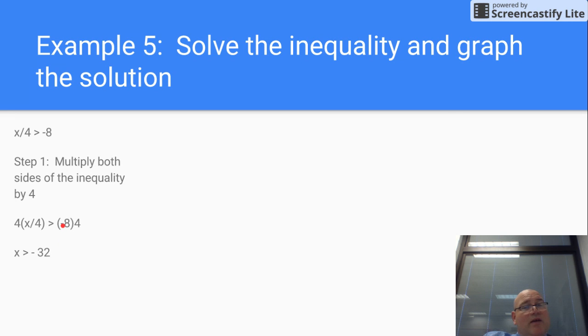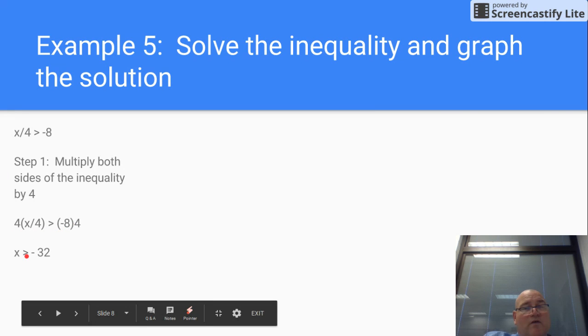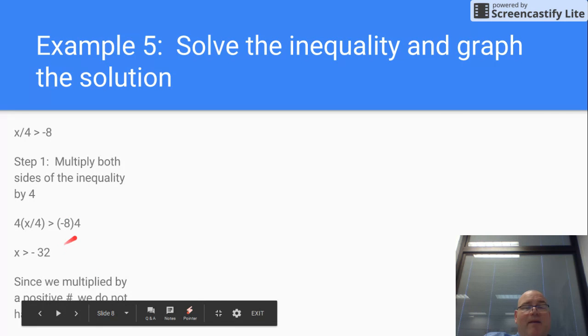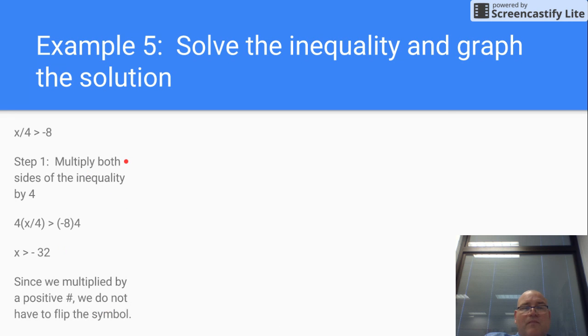Now, notice that we're multiplying a negative number here, but we're not multiplying by a negative on both sides. That's why the inequality didn't reverse. What we do on both sides has to be negative in order for us to reverse the inequality. Just because we're starting with a negative number doesn't mean we have to reverse it. We multiply by a positive number, we don't have to reverse.